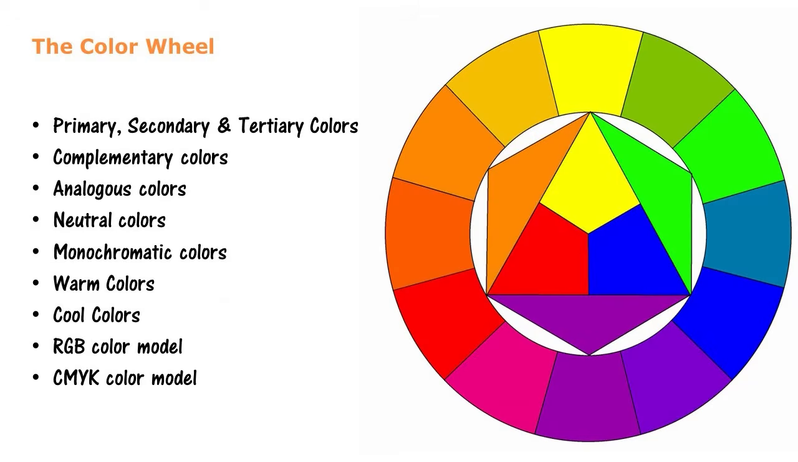So here I have written down all the topics which I will be covering in this video. So let's see what the topics are. First one, primary, secondary and tertiary colors. Second, complementary colors. Third, analogous colors. Fourth, neutral colors. Fifth, monochromatic colors. Sixth, warm colors. Seventh, cool colors. Eighth, RGB color model. And ninth, CMYK color model. So let's see what the primary, secondary and tertiary colors are.